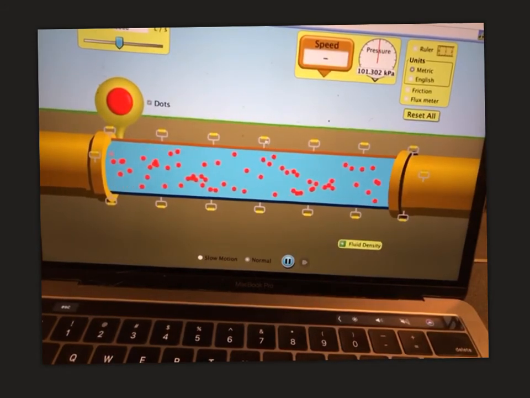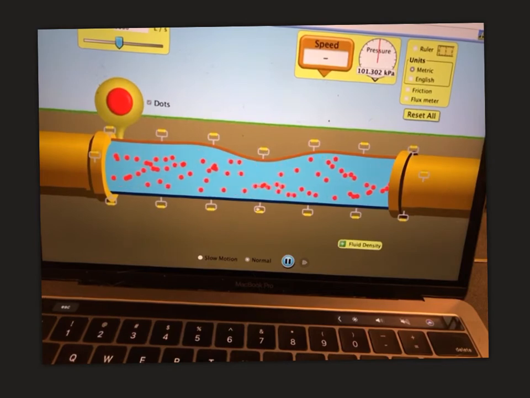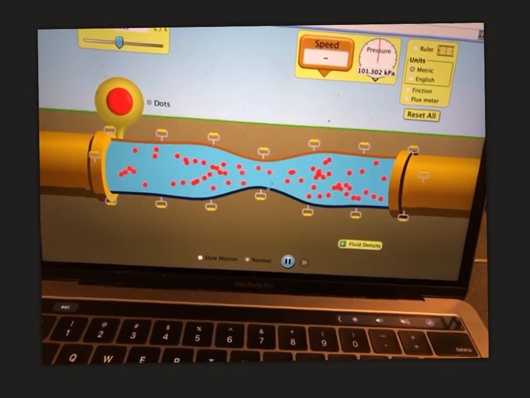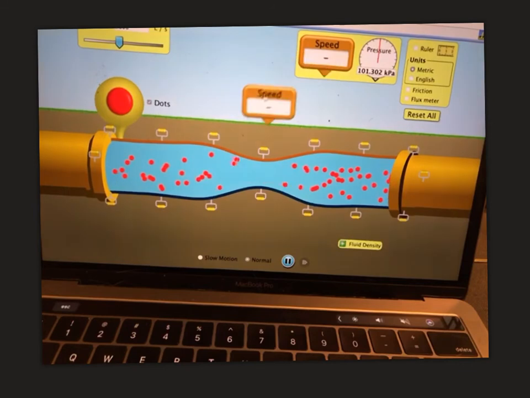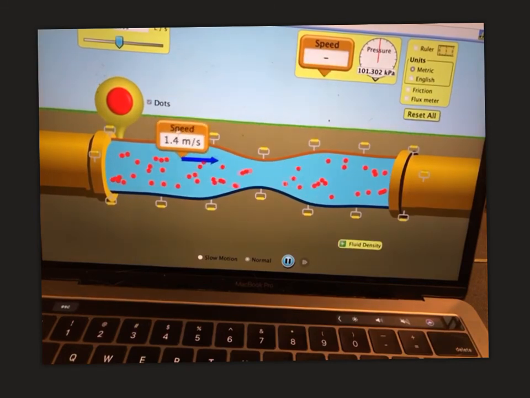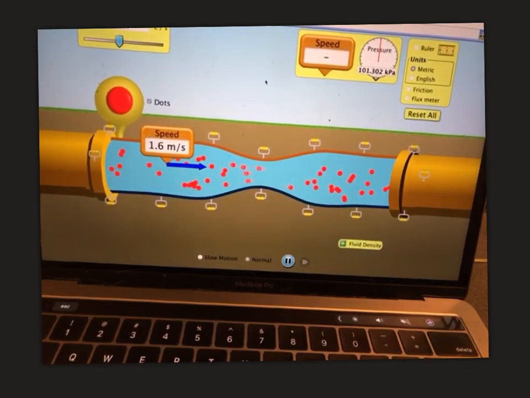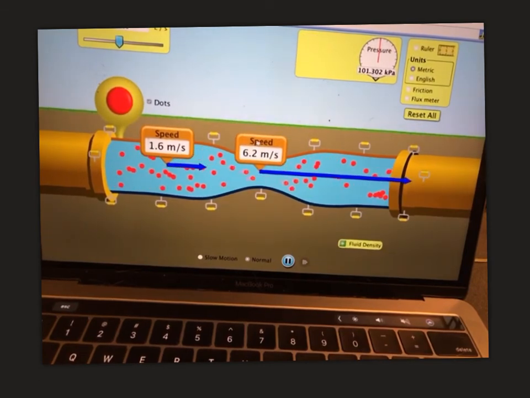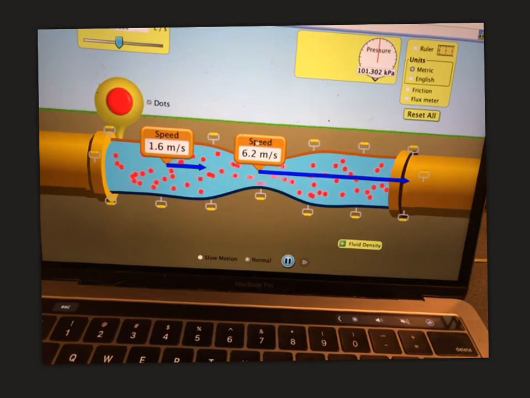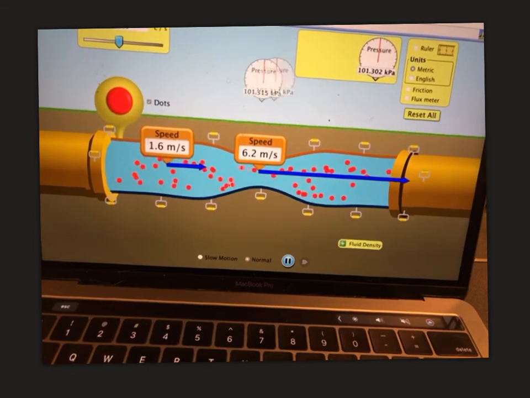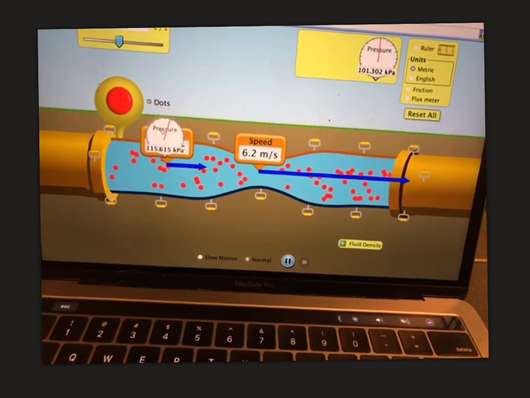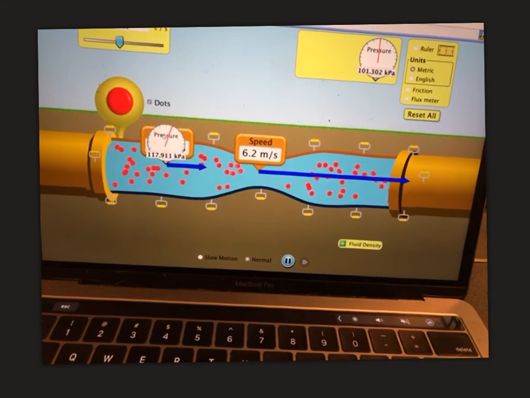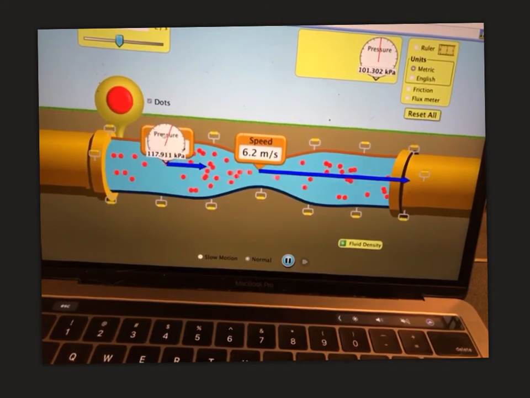So first I'm going to narrow the section of the pipe and already visually see what is happening to the speed. So if I take out my speed probe, here we're at about 1.6. And here we're at about 6.2. Now I'm going to take out a pressure probe and put it at the same spot. So we're a little bit under 118 kilopascals.